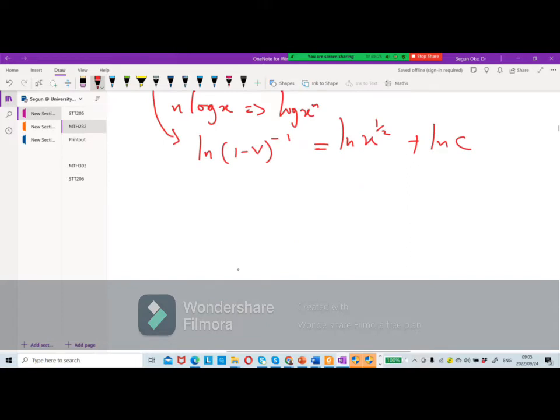Now let's move on. In this way, I can rewrite this one by saying ln 1 all over 1 minus v. You agree with me now? Because when you have x raised to the power minus 1, same thing as 1 all over x. So take note of that.